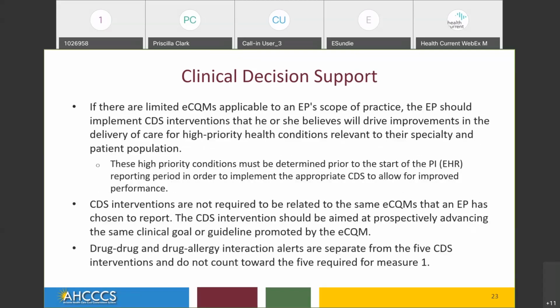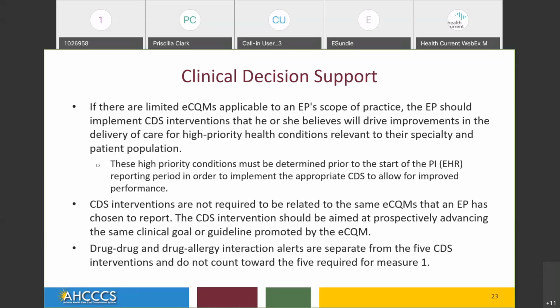If there are limited eCQMs applicable to an EP's scope of practice, the EP should implement CDS interventions that he or she believes will drive improvements in the delivery of care for high priority health conditions relevant to their specialty and patient population. These high priority conditions must be determined prior to the start of the PI reporting period in order to implement the appropriate CDS to allow for improved performance.